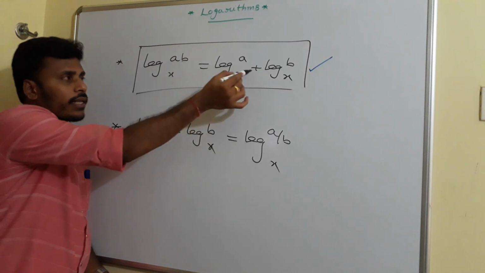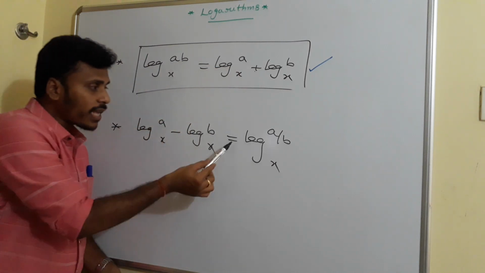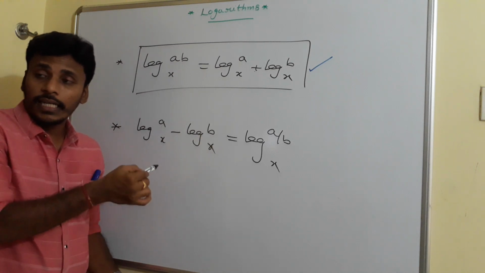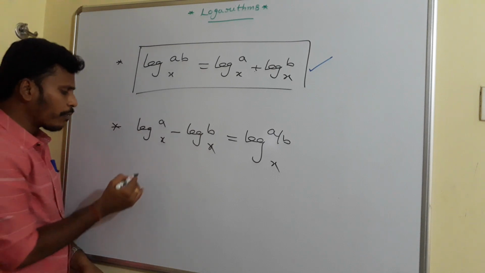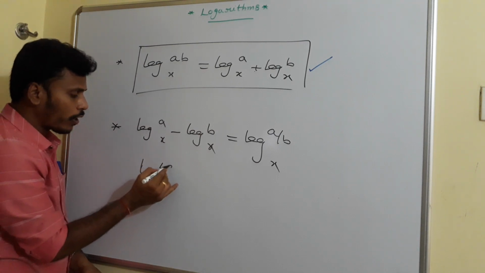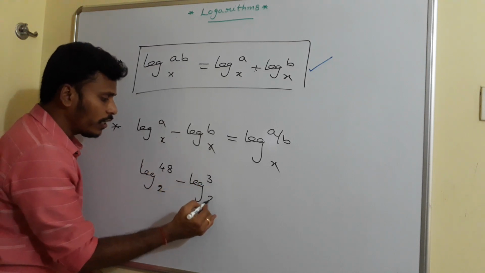See, if a plus sign is there in between them, you need to multiply a and b. If a minus sign is there in between log a and log b, you need to divide a by b. Right. As an example, again, what you will do? Suppose logarithm of 48 base 2 minus logarithm of 3 base 2.